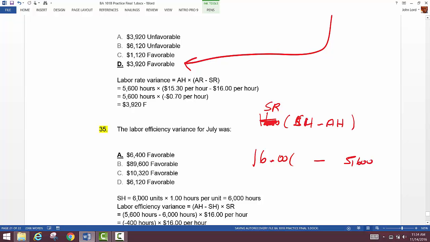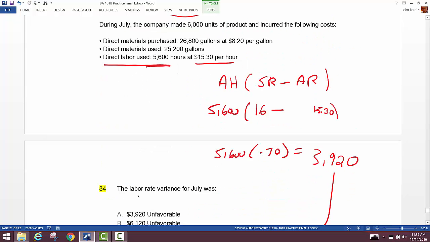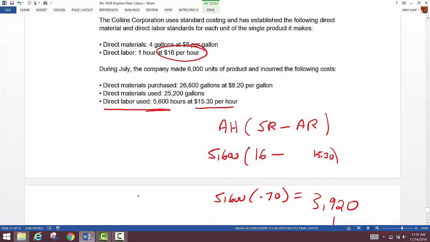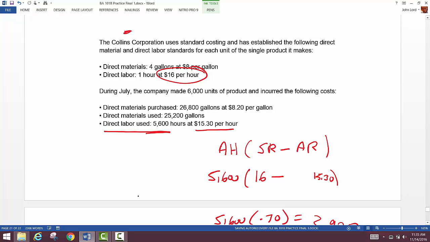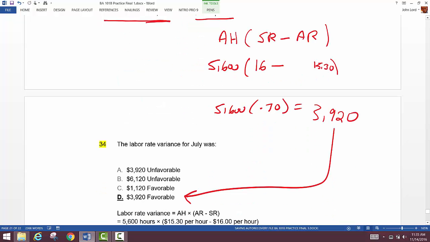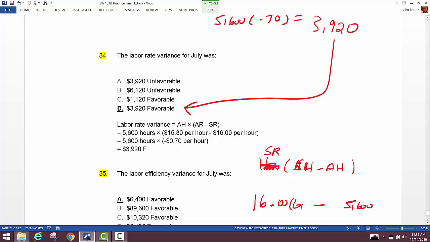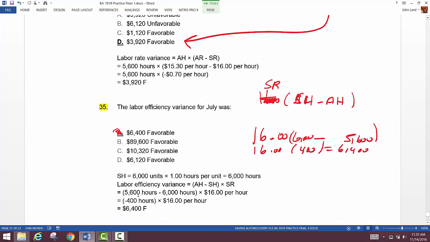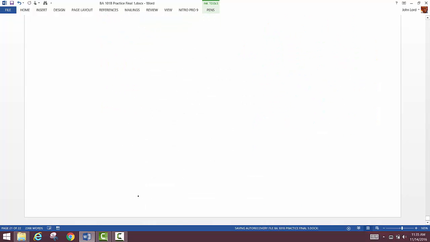What's the standard hours? For each unit of single product made, it takes how many hours? It takes 1 hour, doesn't it? And they made how many units? 6,000. So that's 6,000, right? Okay. So 6,000 is going to be 16 times what? Times a positive 400. Is that 6,400? And since it's positive, it's favorable. Okay. That's it.